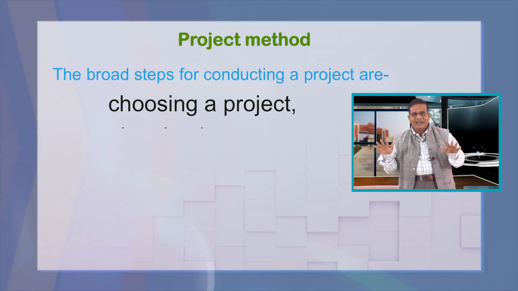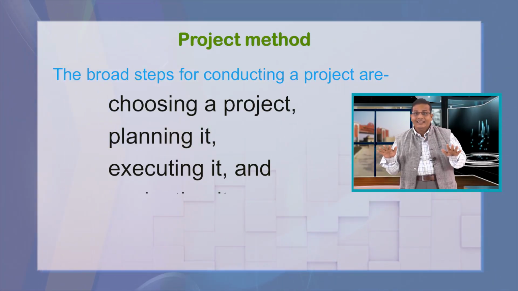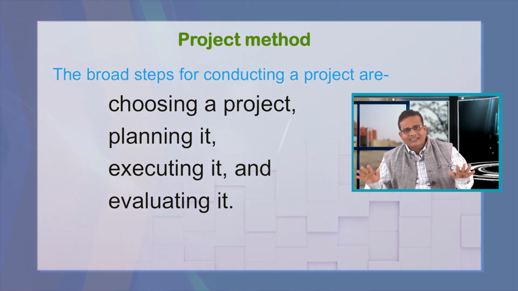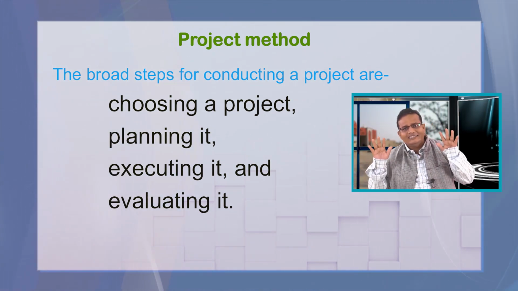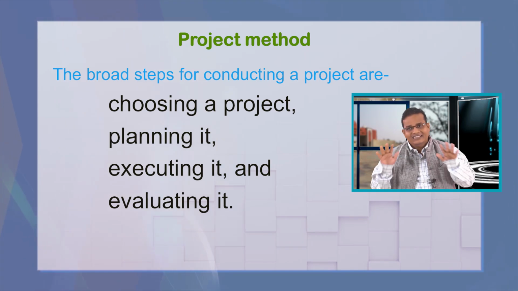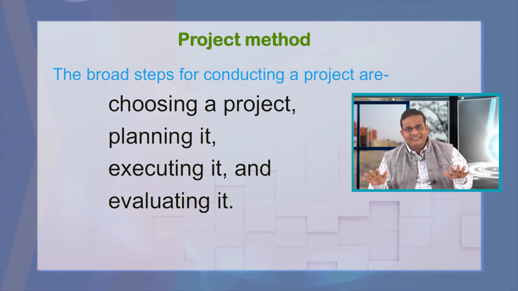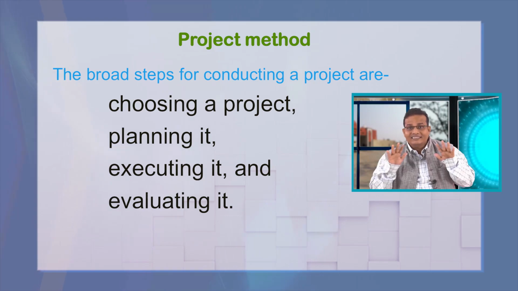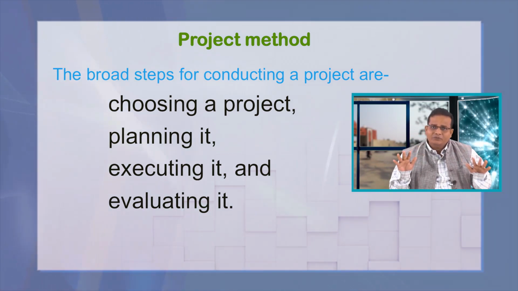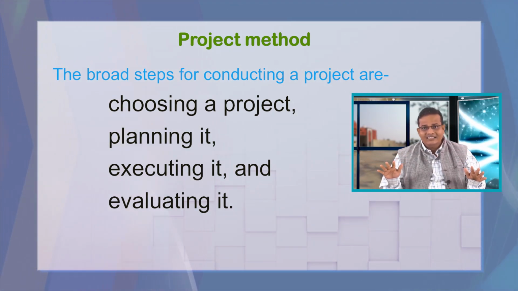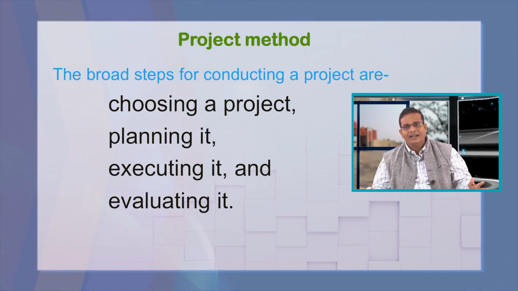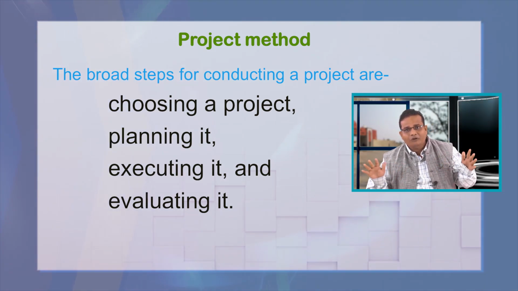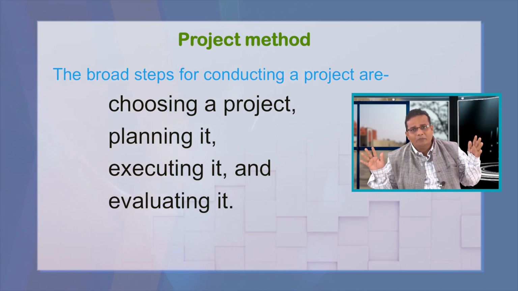Conduction of a project includes so many steps, but the broad steps for conducting a project are choosing a project, planning it, executing it and evaluating it. In choosing a project stage, a problem which has significance for real life situation is selected. In planning stage, the selected problem is discussed properly for its feasible execution. In this stage, the problem may be modified or altered as per the requirement or feasible execution of the project.